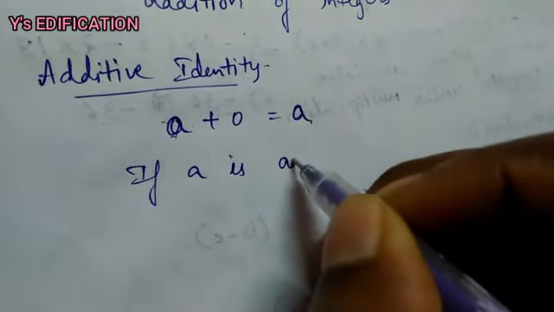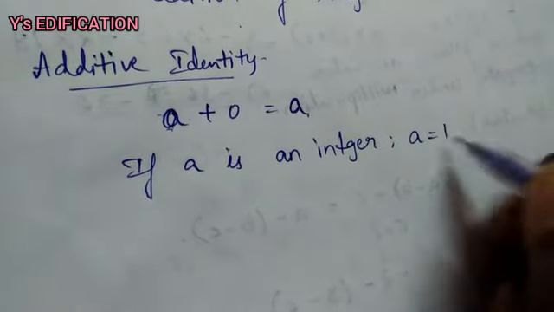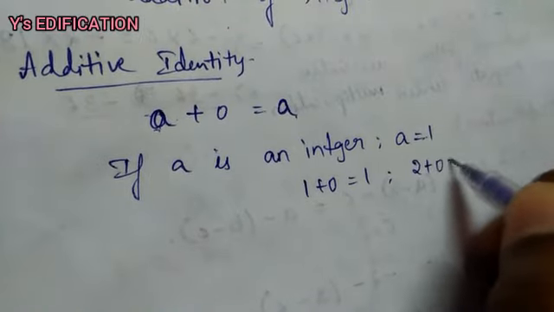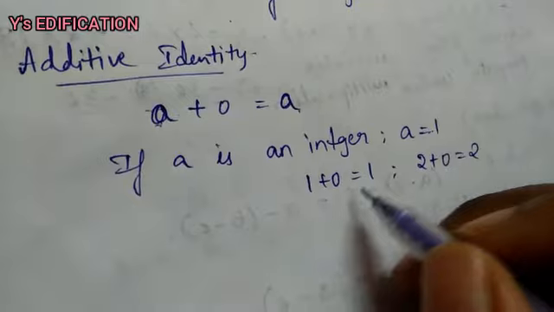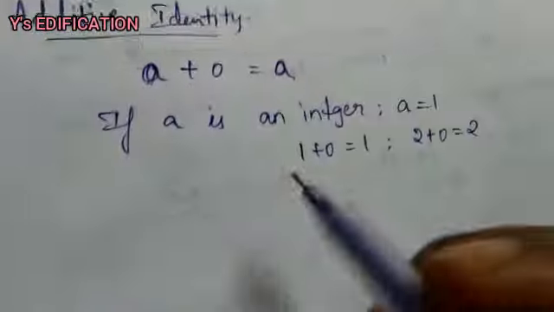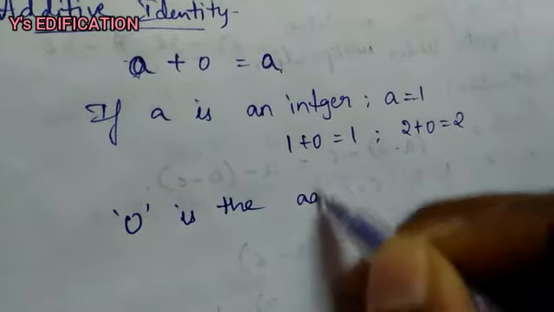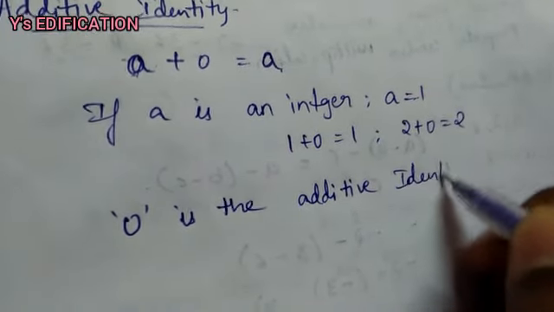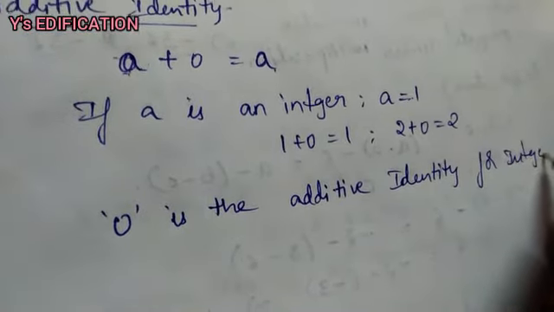If a is equal to 1, add 1 to 0: 1 plus 0 is 1. Same way, 2 plus 0 is 2. When we add something to 0, the answer will be something. When we add an integer to 0, the result will be an integer. So this is additive identity. We can say 0 is the additive identity for integers.